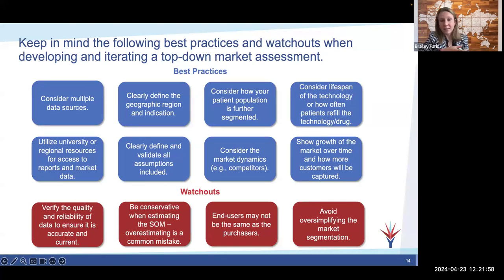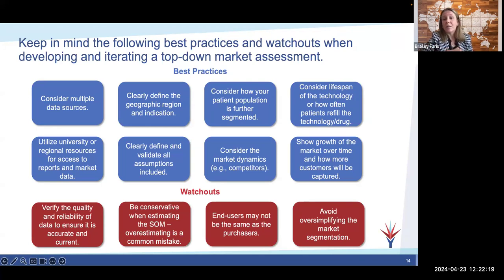Now, obviously, that's not to say you can't enter additional markets over time, but you'll want to develop those market sizing estimates separately to show that as you continue to grow your company into those different regions, that is what the opportunity would look like instead of lumping them all together to show an investor, for example.